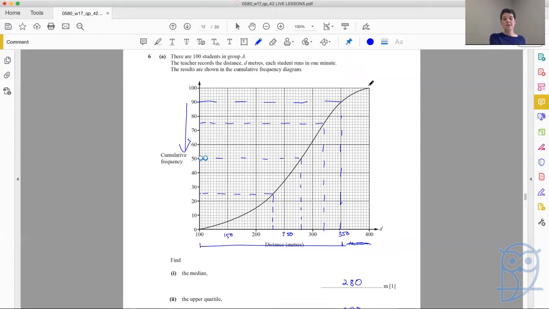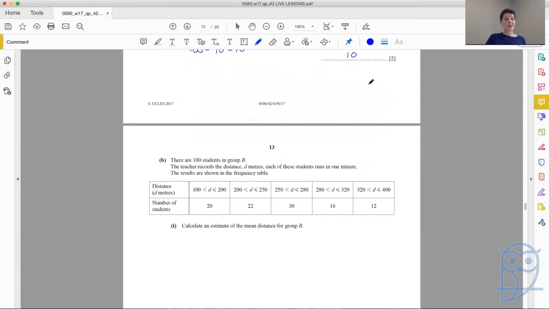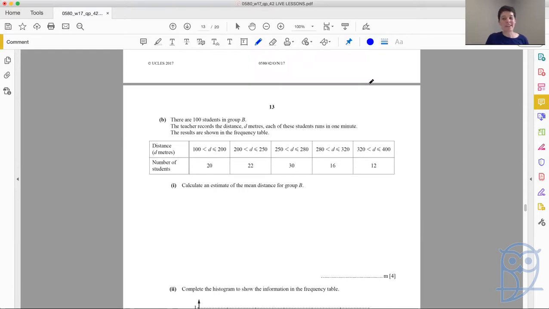So this was 6A, and we talked about Group A. When we move to the next piece, we have 100 students in Group B as well. The teacher records the distance, d meters, that each one of these students runs in 1 minute. Same thing. The results are shown in the frequency table.